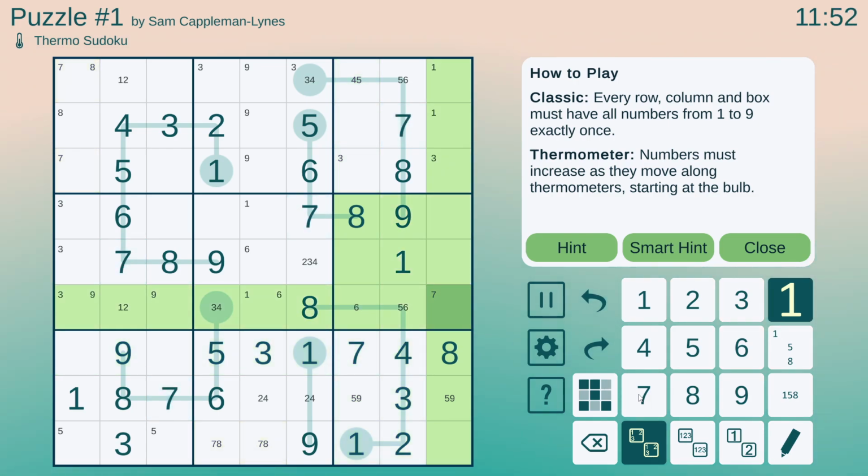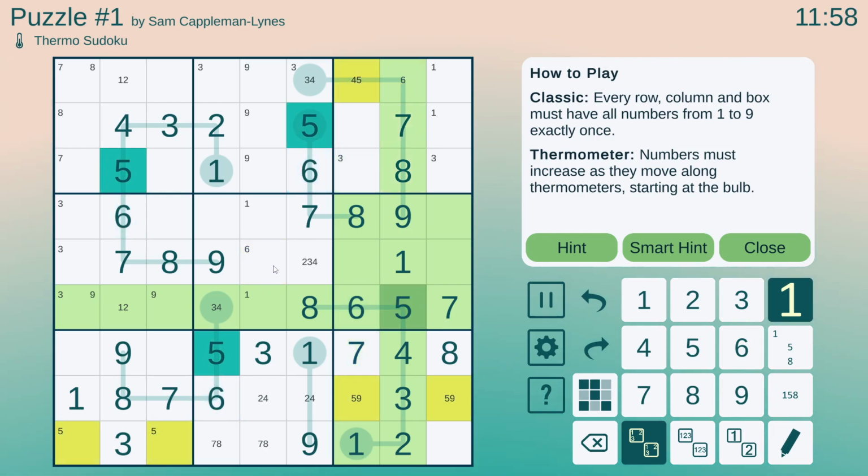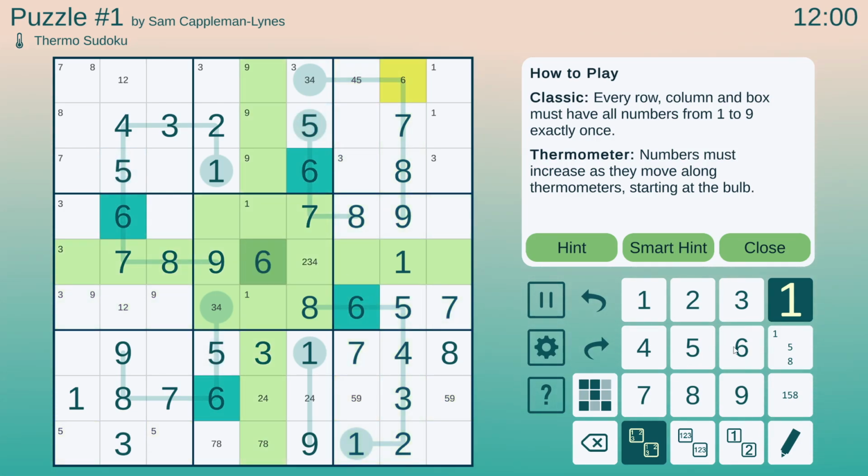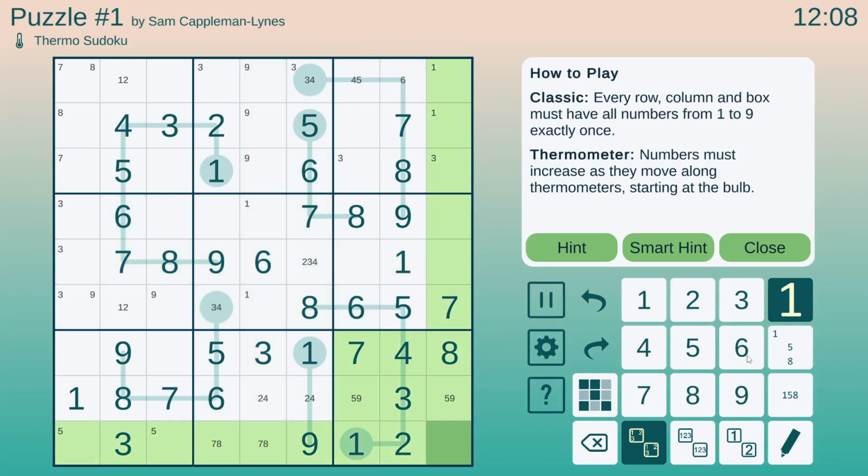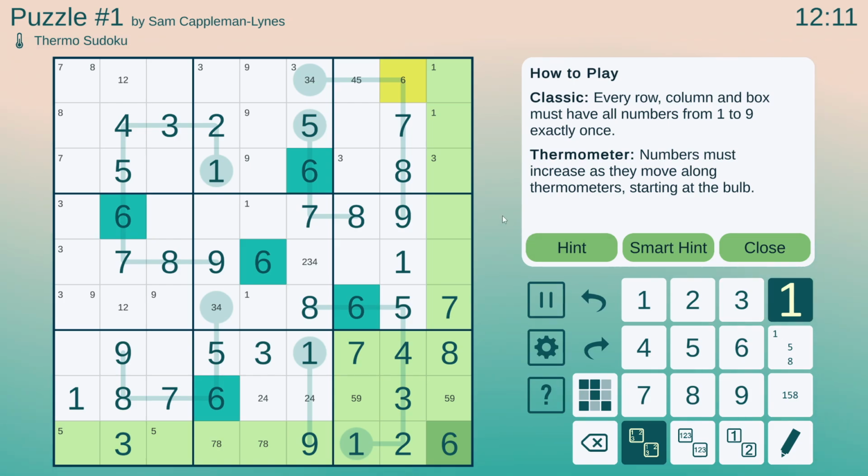Alright, I feel like it's falling down now. Now that's a 6, that's a 5, that's a 6. And now that's gotta be a 6. And now that's a 6 just by Sudoku. Doesn't affect the Thermo logic yet.